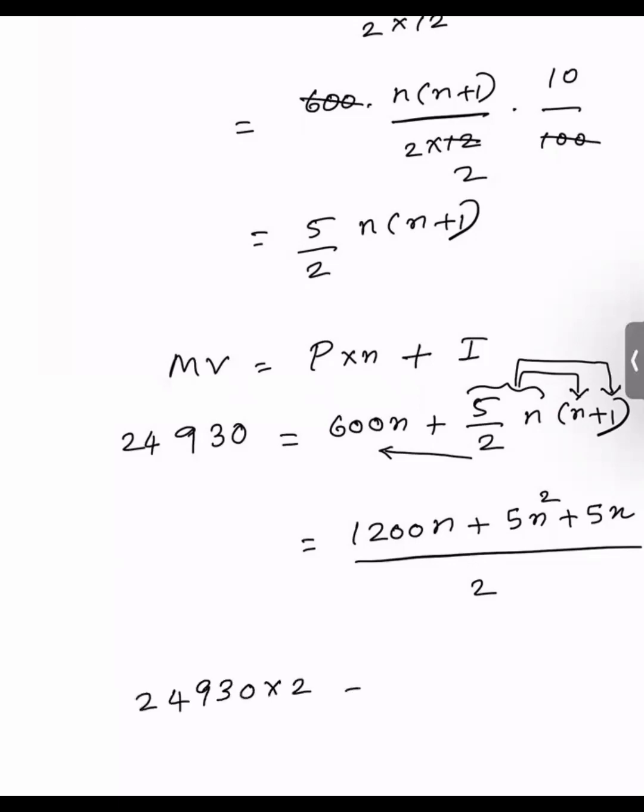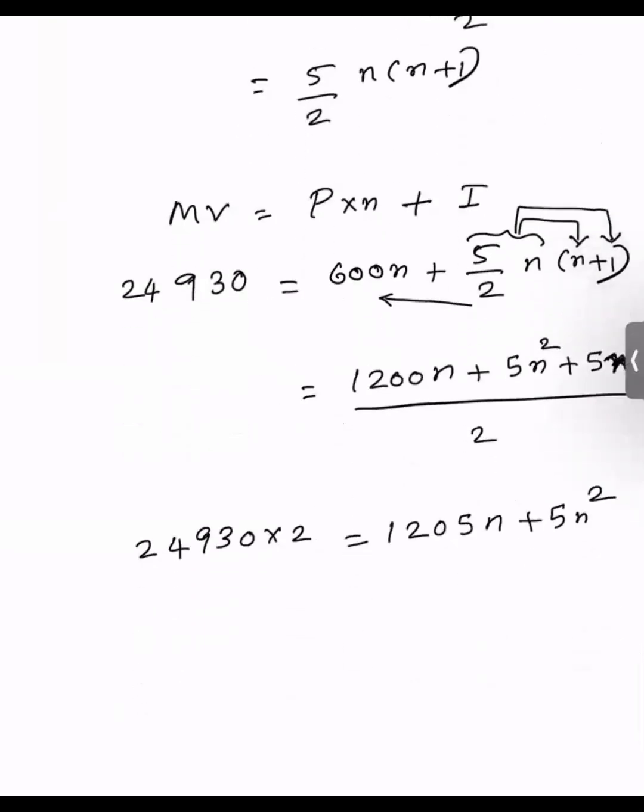24,930 into 2 equal to 1,200, 1,205. 1,200n plus 5n will give me 1,205n plus 5n square. This is a quadratic equation. We are getting a quadratic equation and we have to factorize and all that.